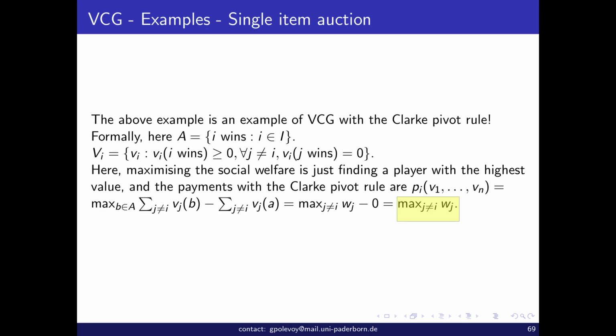So VCG with Clarke pivot rule is exactly this option. Please pay attention. The fact that we choose the best player, or a best player, maybe there are several, is something which is true for every VCG. It's also kind of natural. It was not a big deal. But the second price is actually the implication of Clarke pivot rule for this case.